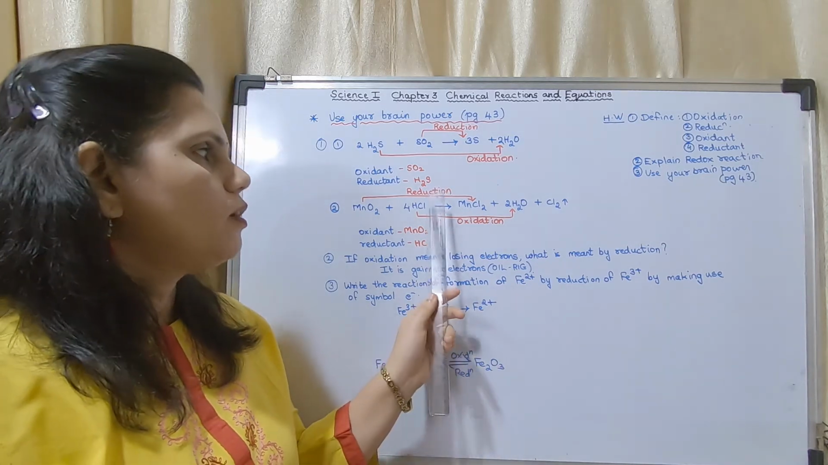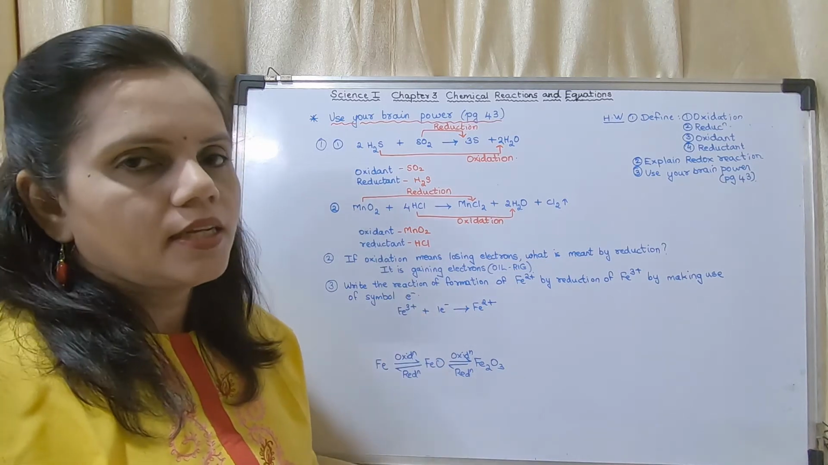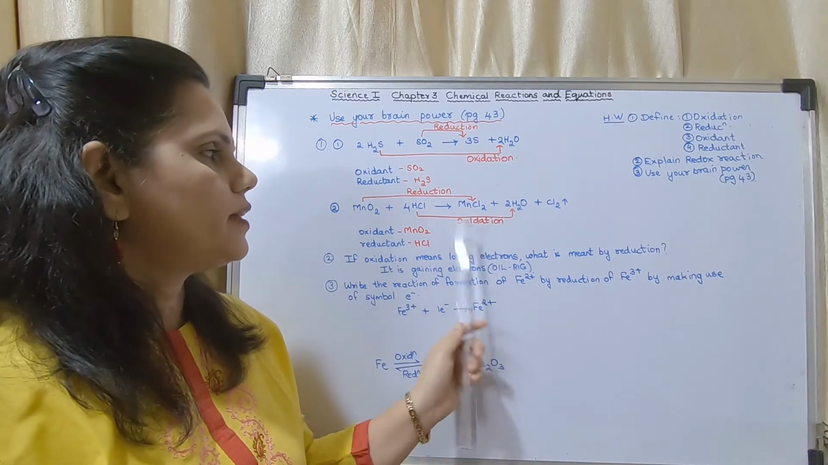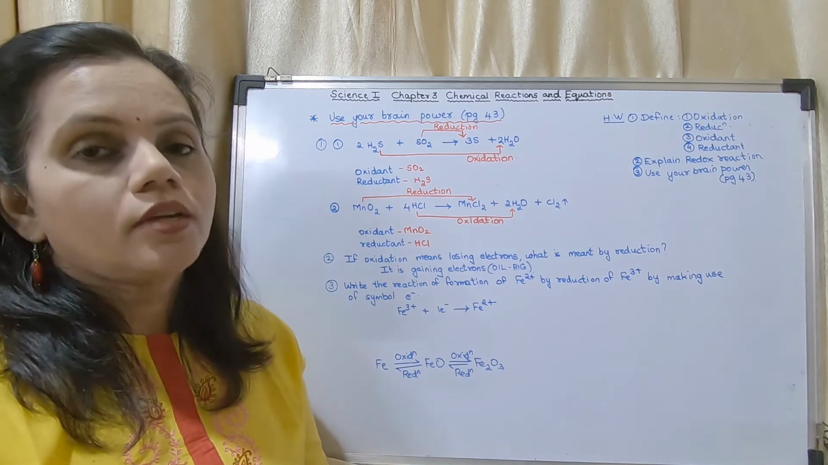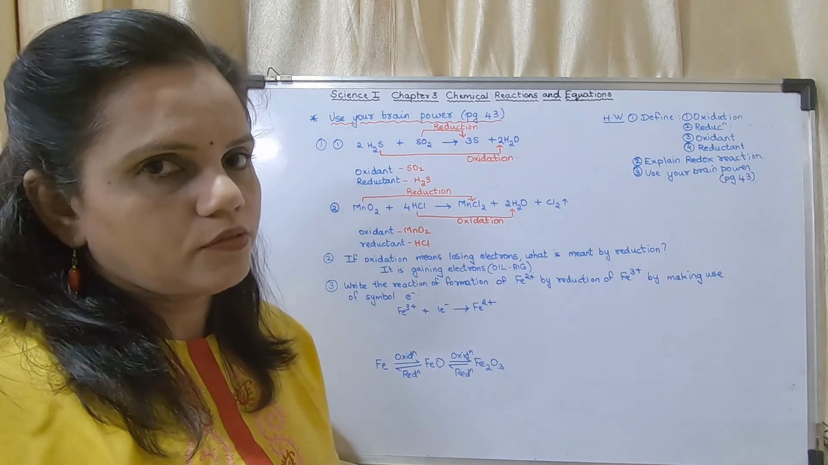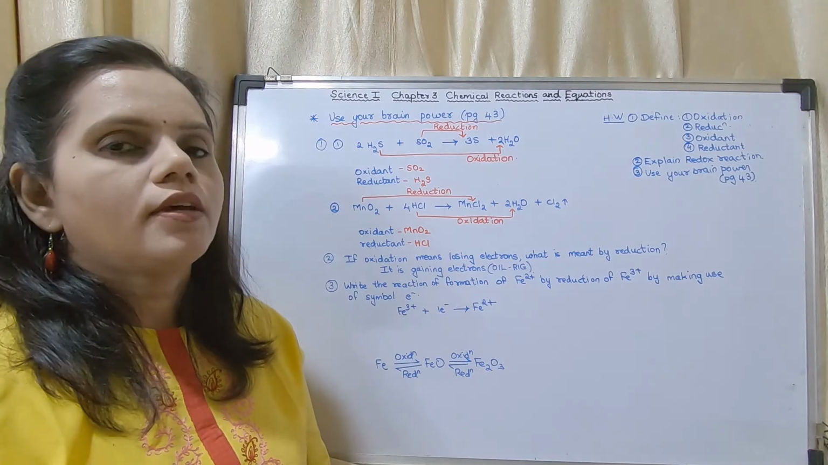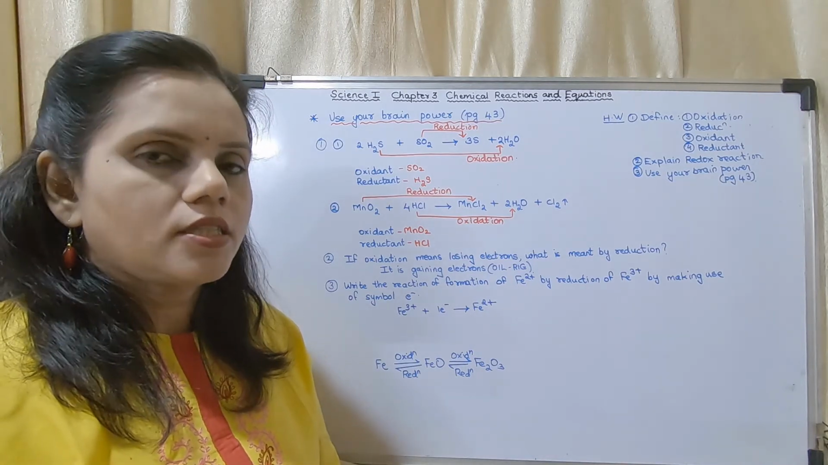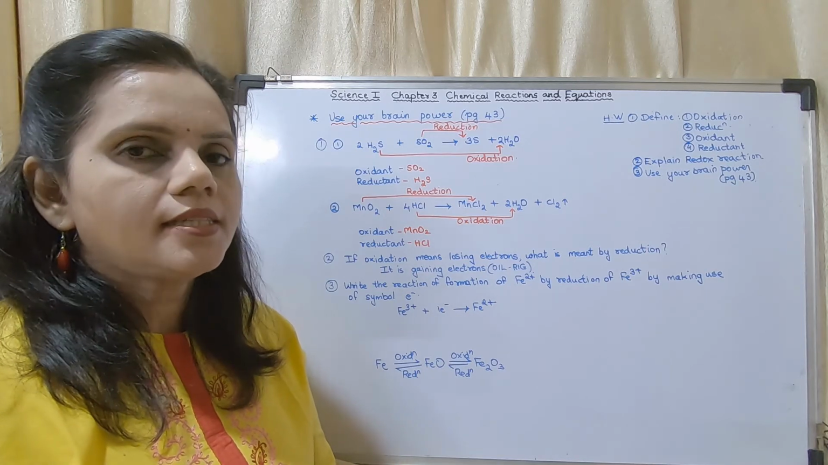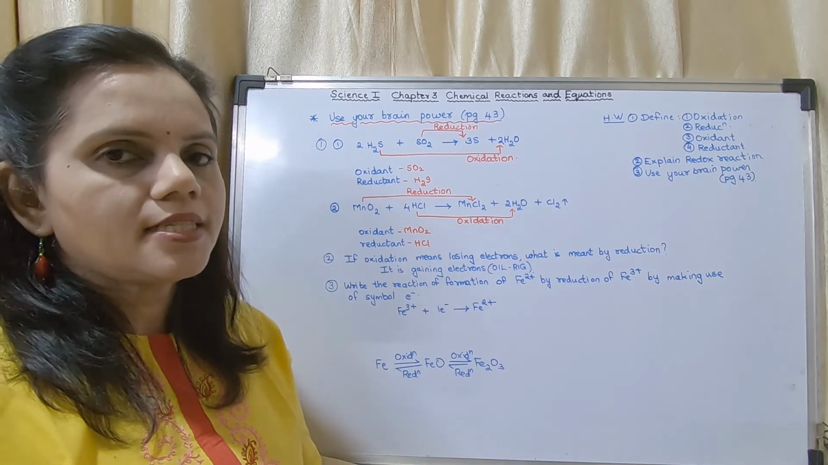I repeat, from where the reduction starts, that will be the oxidant. From where the oxidation starts, that will be the reductant. But you should know what oxidation and reduction are. When oxygen is gained, that is oxidation, and when oxygen is given or lost, that is reduction.